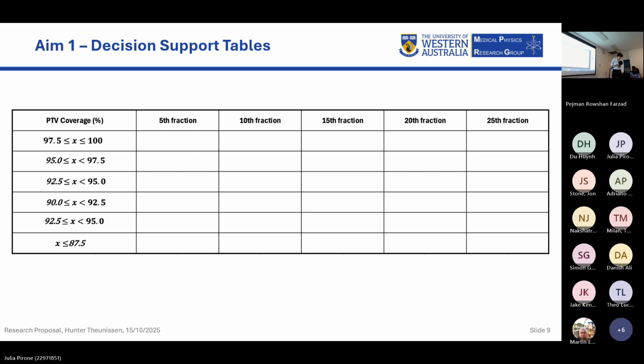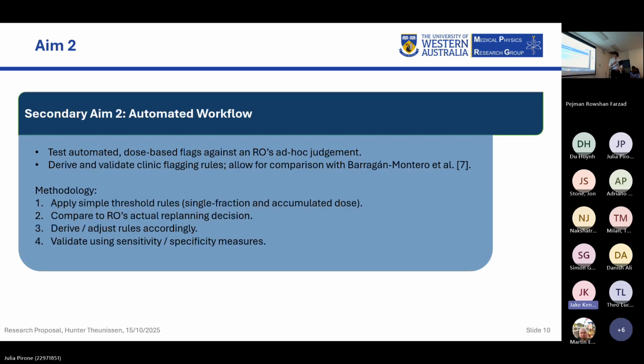So just briefly discussing the second aim, we have an automated workflow. Essentially we would be taking the patients who require a replan and adapting the clinical triggers that we have set in place to the decision from the radiation oncologist. So that's the sort of methodology we're working through there. We would be adapting and deriving the rules accordingly, hoping to increase the sensitivity and the specificity of the results.